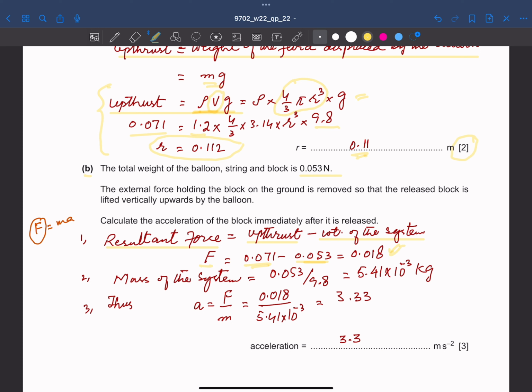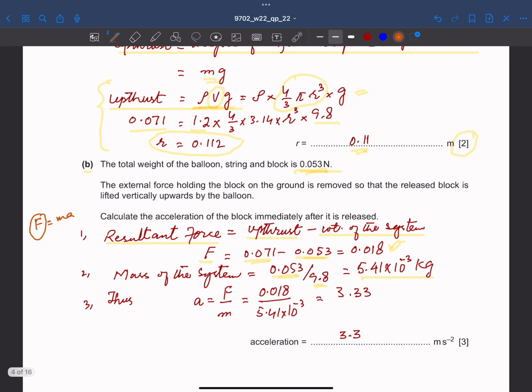Then in the second step, you know that you need the mass of the system. So system means the balloon and everything. Here the weight is given, and of course 9.8 you can use to get the mass of the system. Ultimately, as I said, here you have F is equal to ma.